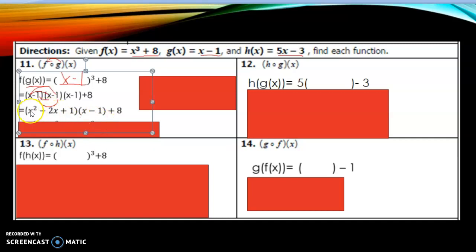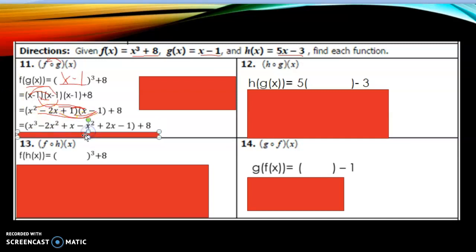Okay, but that's not done. We have a trinomial times a binomial. So again, we've got to FOIL. We're multiplying x times each of these things, and then we also have to multiply negative 1 times each of these terms. So you could use the box method. I did not. I just wrote it out like we've been practicing.